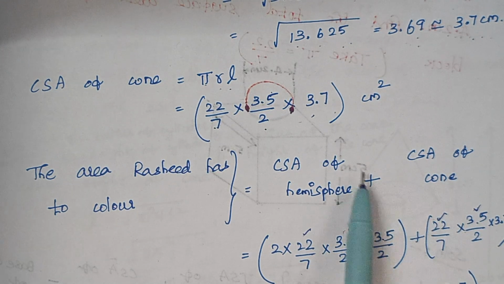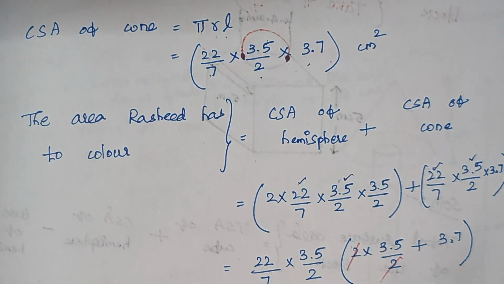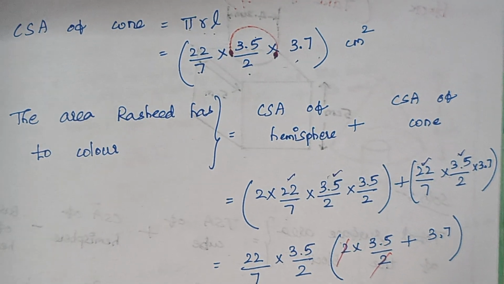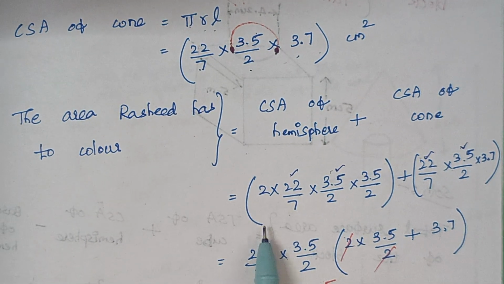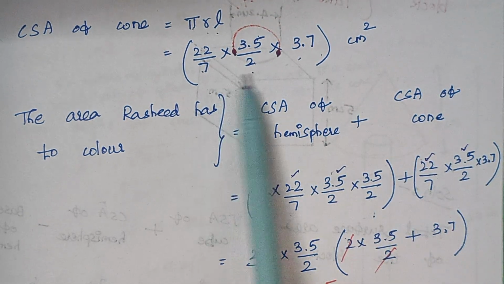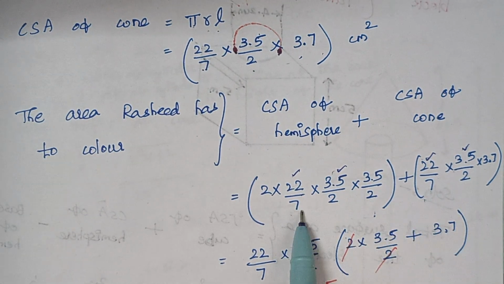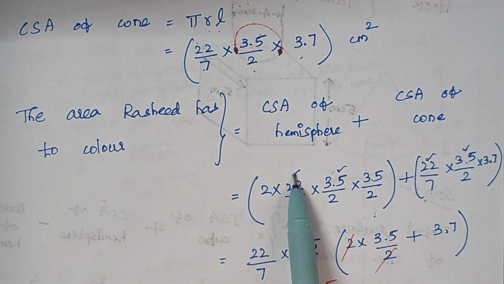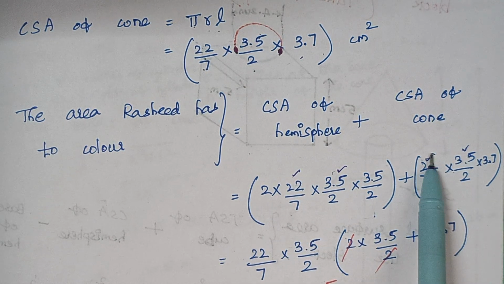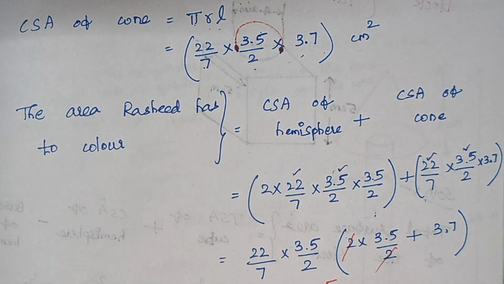of the cone. So the cross-sectional area of the hemisphere, the formula is 2 pi r square, right? Previously we have calculated and substituted the values also. So just write down the values, and the cross-sectional area of the cone is this value. So just write it. So when you compare these two expressions, you see I am having 22 by 7 here, also 22 by 7. Similarly 3.5 by 2 here, and here also 3.5 by 2.